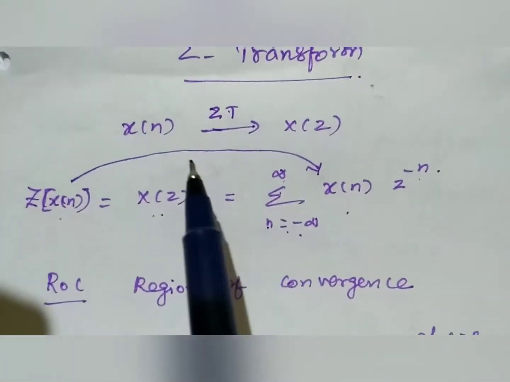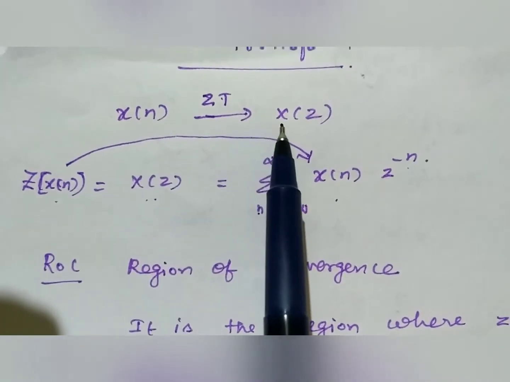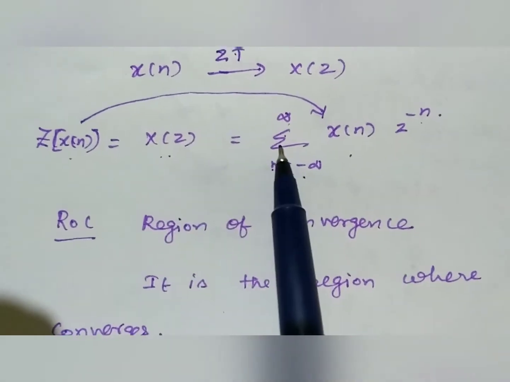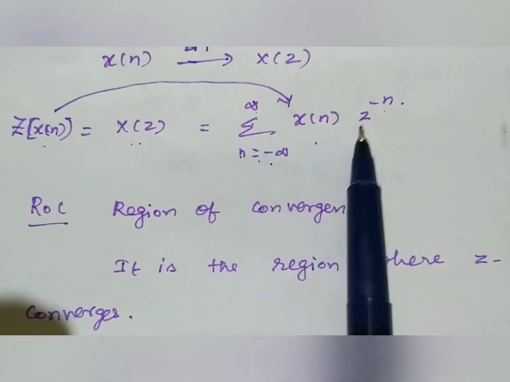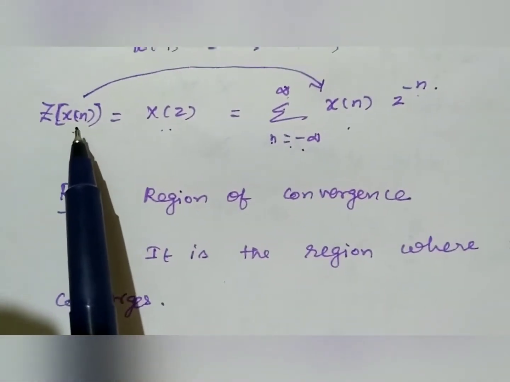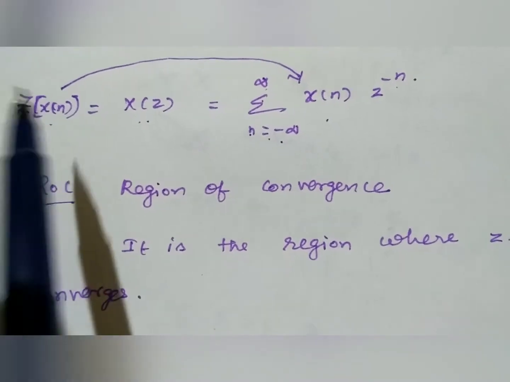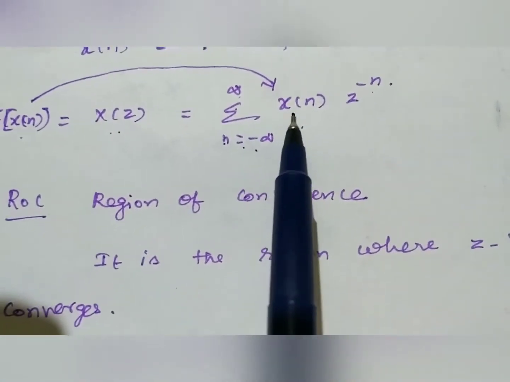Z transform. The Z transform of any discrete signal is denoted by X of Z, where the formula is X of Z equals the sum from minus infinity to plus infinity of x of n Z power minus n. So whatever signal we need to find the Z transform of, we apply this formula to that same signal, and we will get the Z transform.